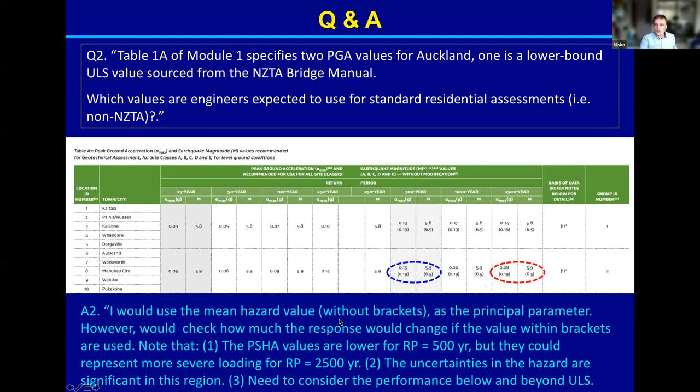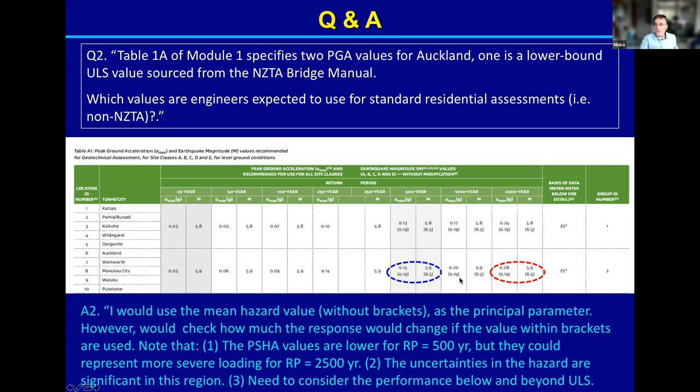And why is that important? Well, first of all, if you compare the values outside the brackets and inside the brackets, you may notice that here the values in brackets are going to give you larger load. But if you go to the 2500-year return period, actually this combination, 0.28 g versus 5.9, will give you higher earthquake load. So things are changing as you move across the return period.